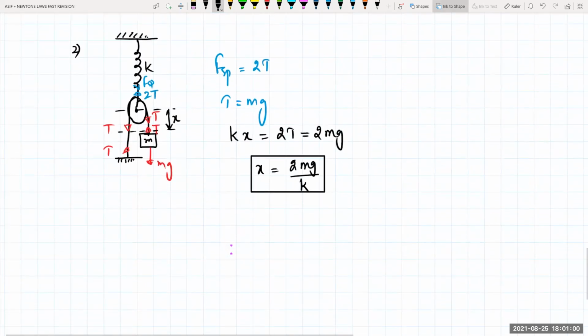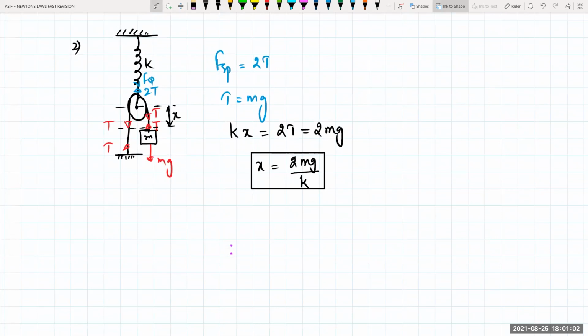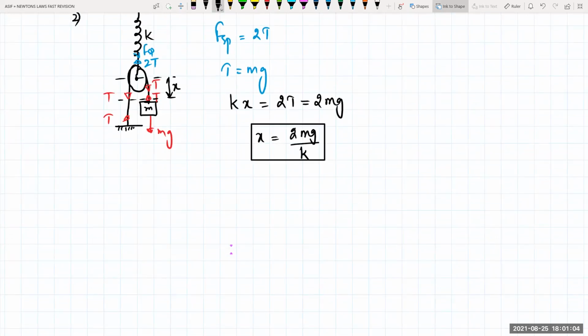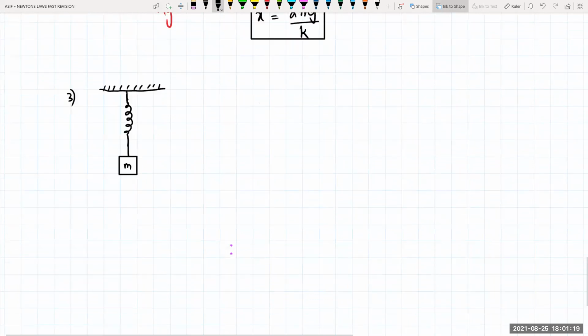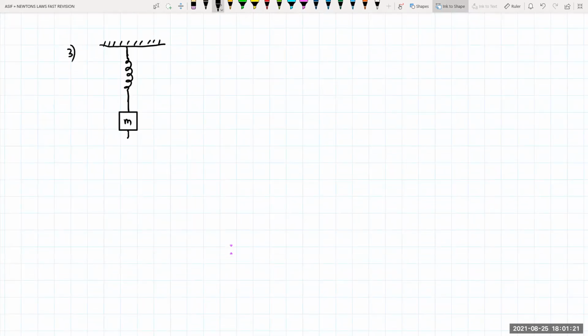Now, if I take the block in between them, then what happens? Like, for example, if I take one more example, say this is your ceiling and there is a spring here right now. And here in between, there is a block of mass, say for example, M. And down there is one more spring connected like this. And to this one, there is another block like this.